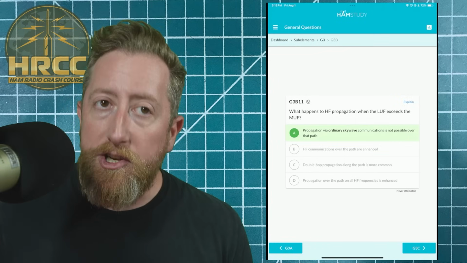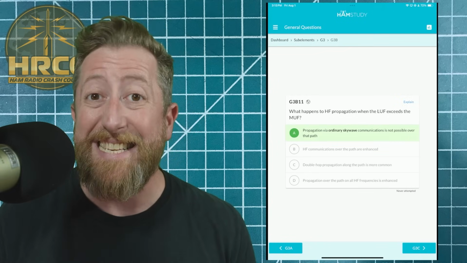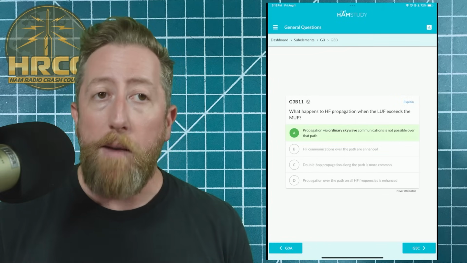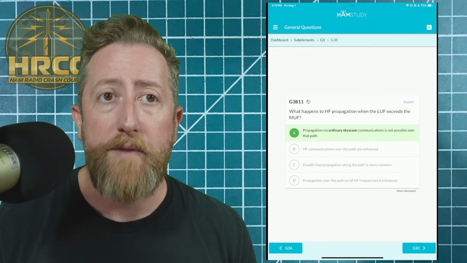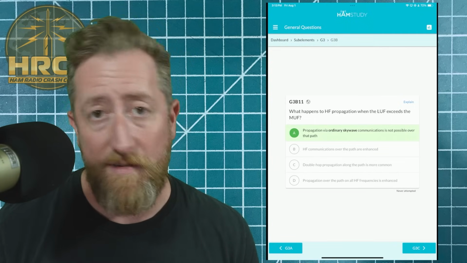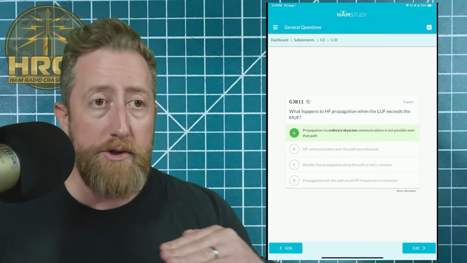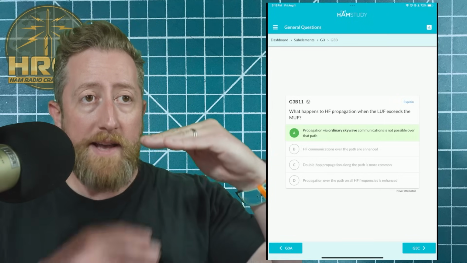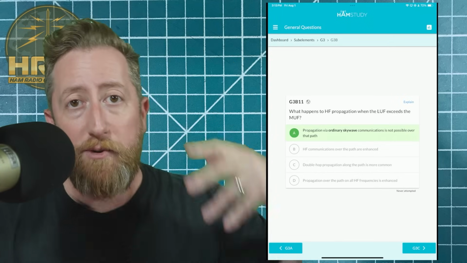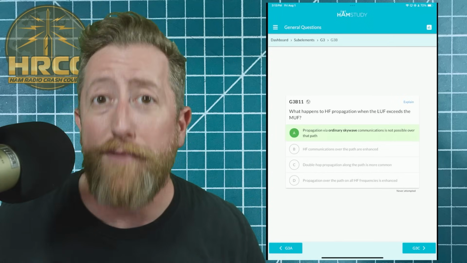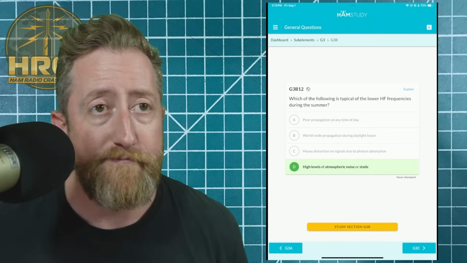Question 11. What happens to HF propagation when the LUF exceeds the MUF? Propagation via ordinary skywave communication is not possible over that path, and that's option A. So your lowest usable frequency has gone up and has now surpassed your maximum usable frequency. Radio communication is effectively closed. That's the way to remember that.